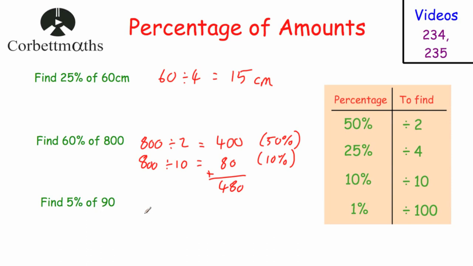So to find 10%, we divide by 10. So we're going to do 90 divided by 10. And 90 divided by 10 is 9, so that's 10%. So we find 10% is equal to 9, but we want 5%, which is half of 10%. So if we do 9 divided by 2, that's equal to 4.5. So the answer would be 4.5.